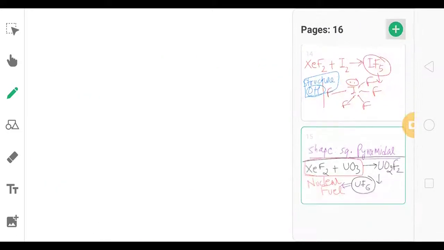All right, some of the reactions are also left. Let me write them so that you can just memorize them: the reactions of krypton.